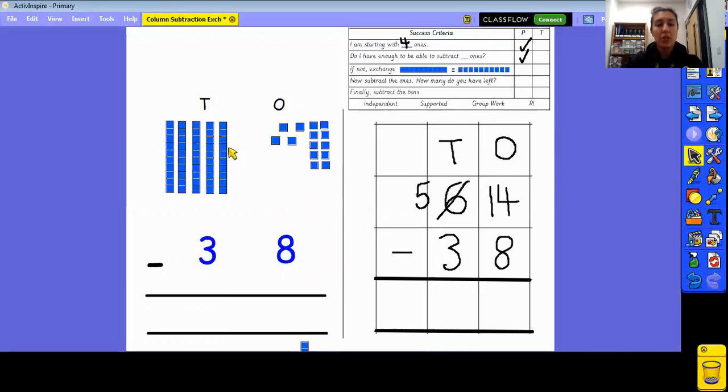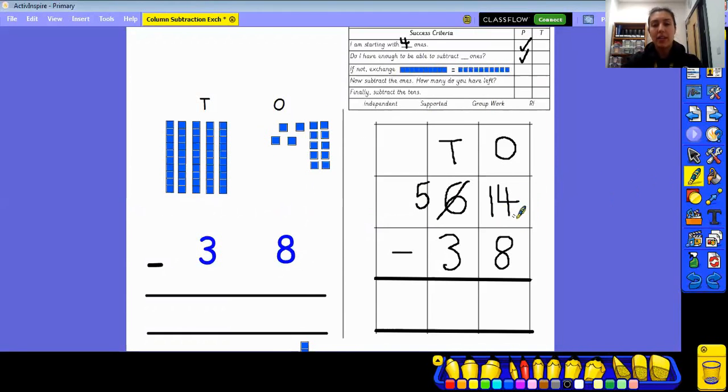And now you can see that I don't have 6 10s anymore. I've got 5 10s. And I don't have 4 ones anymore. I've got 10 and 4 ones. So I've got 14 ones. Now 14 is much bigger than 8, so I've actually got plenty to be able to subtract 8. So let's get rid of these 4 first. And then I need to take away 4 more, which leaves me with, that's right, that leaves me with 6 ones.